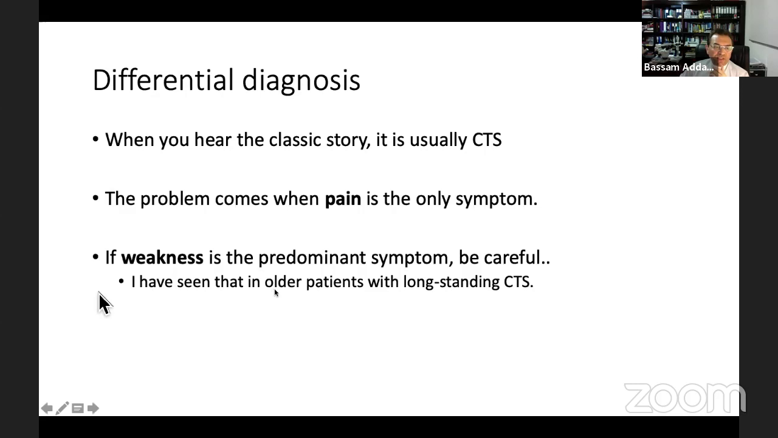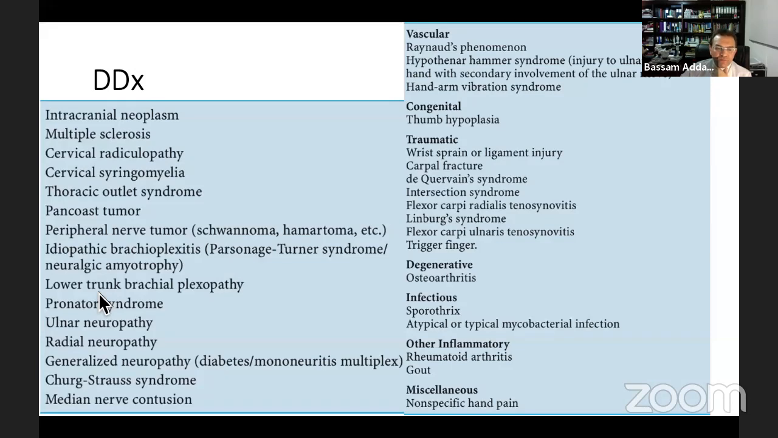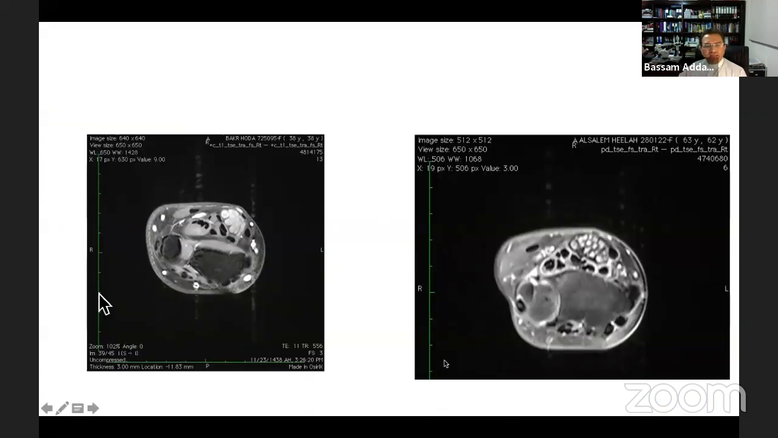Now, remember also in older patients with long-standing CTS, their main presentation may be weakness, but that is not very common. We have so many in the differential diagnosis, and surprisingly, I had a couple of patients who told me that they could see or feel a swelling at their wrist, and sure enough, the MRI was able to pick up a very rare tumor, but this is very unusual.